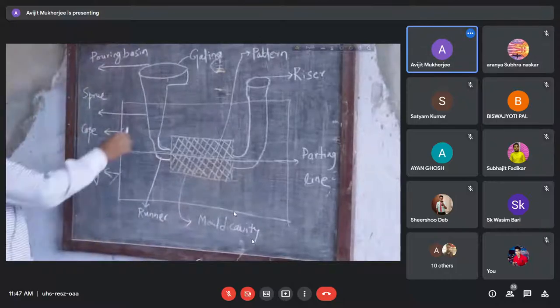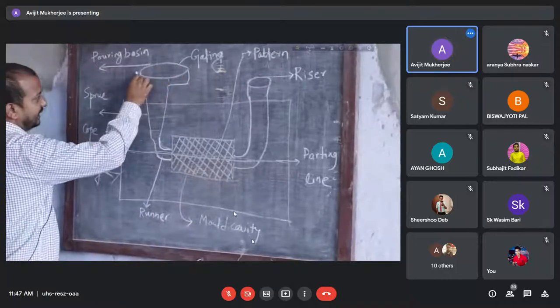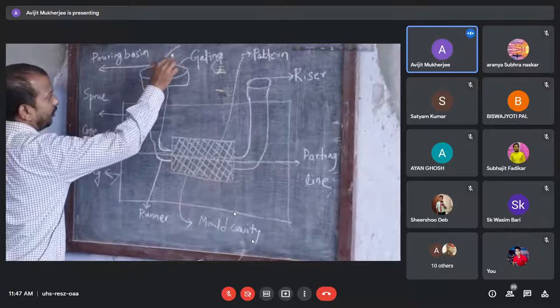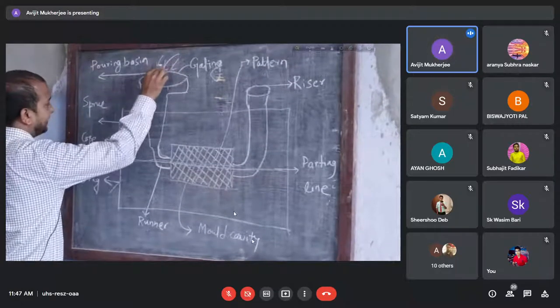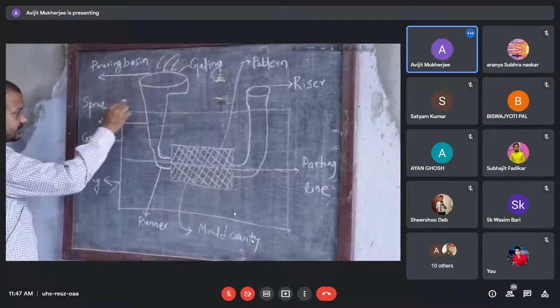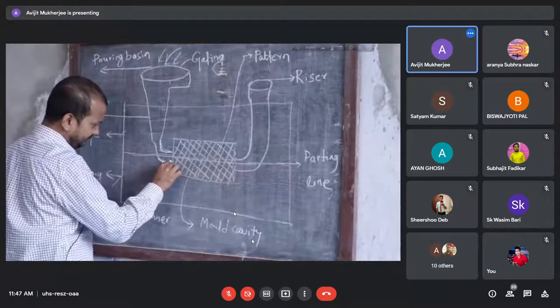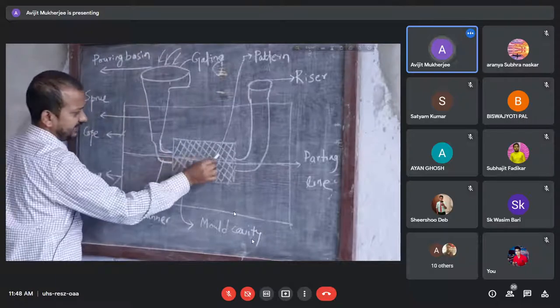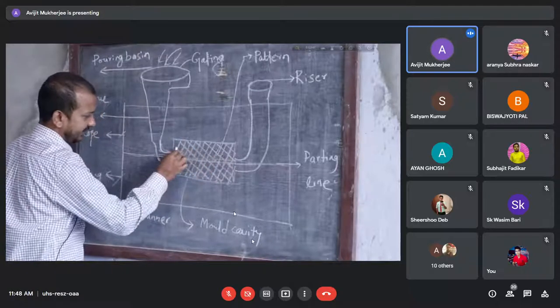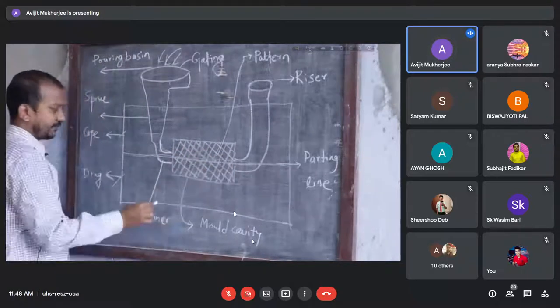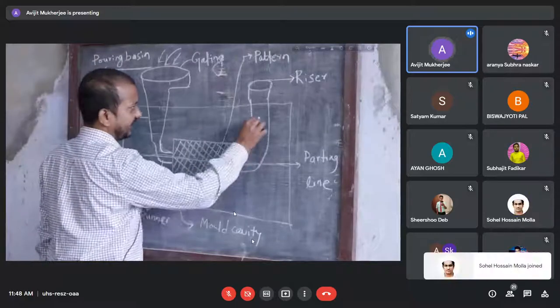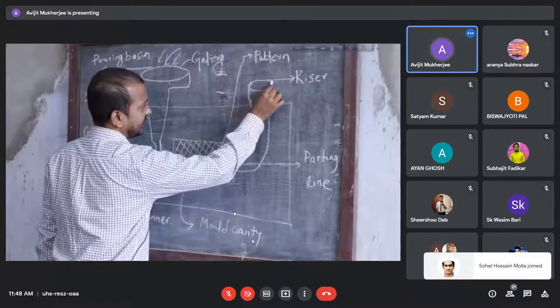Now through this pouring basin, the molten material will be poured, and next it will come through this sprue, and this is the runner. Through this, the molten material will enter this mold cavity. After that, here you can see this is the riser.